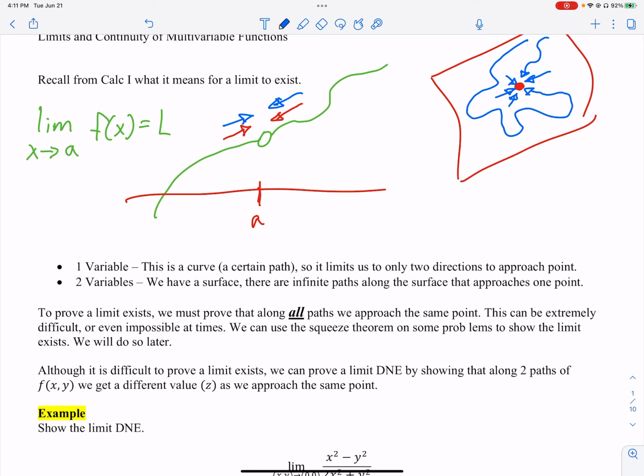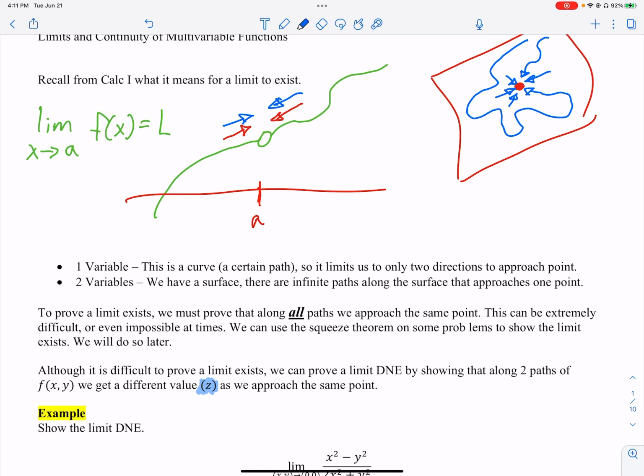Okay, so what we're going to do is create paths in 3 dimensions, and we're going to find 2 paths that go to a different value. And when we say value, we mean the z value, the up and down value.